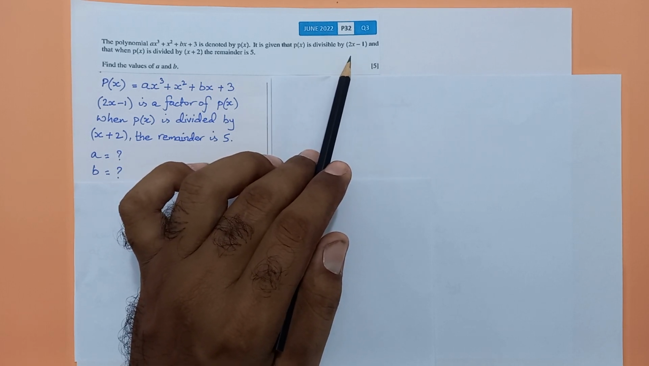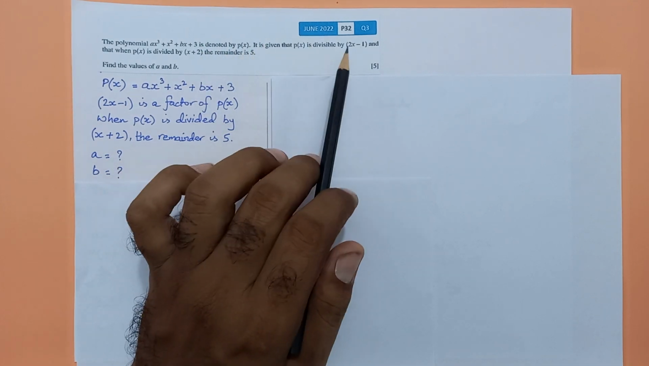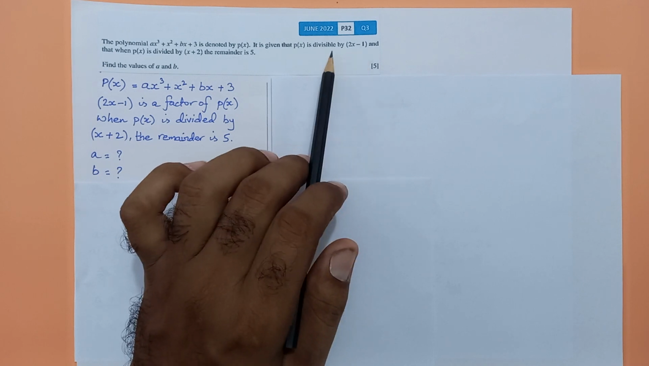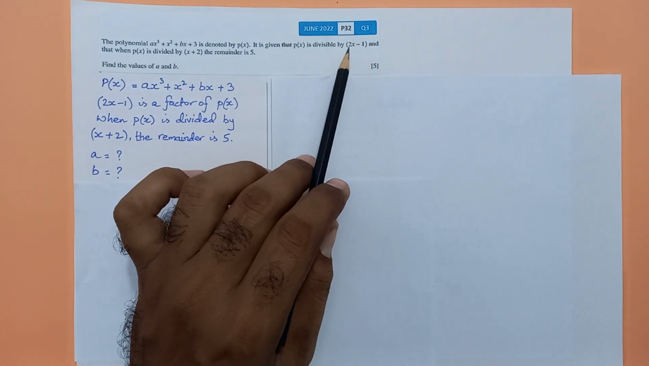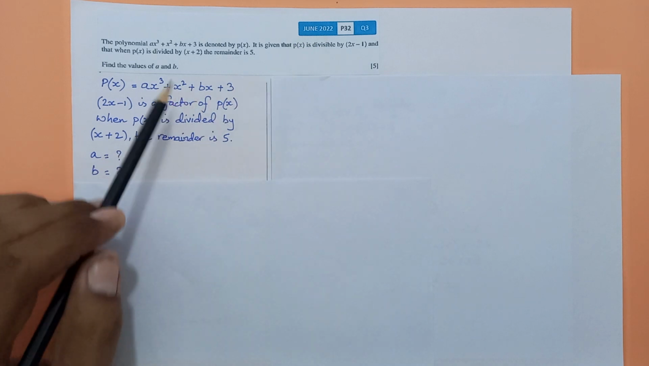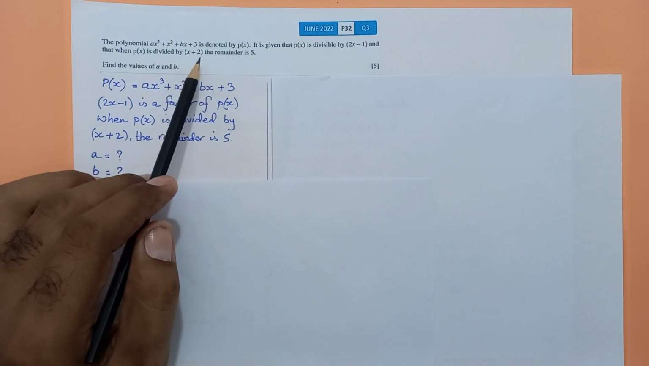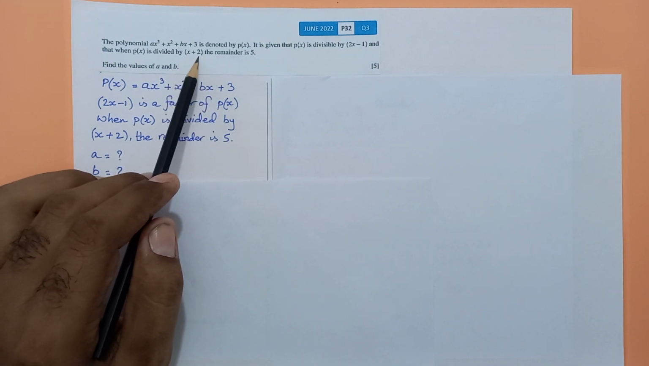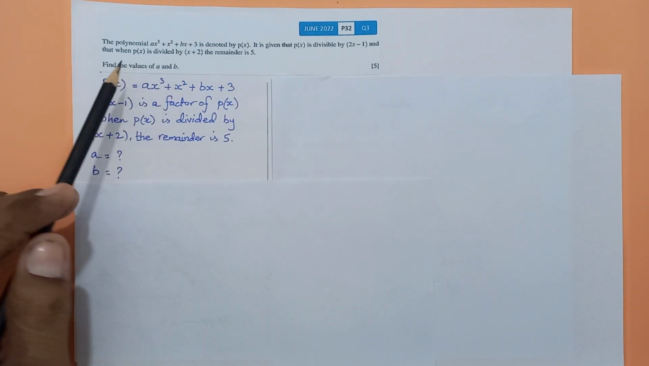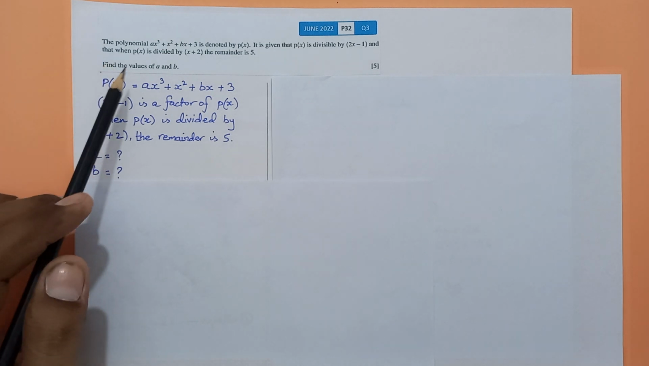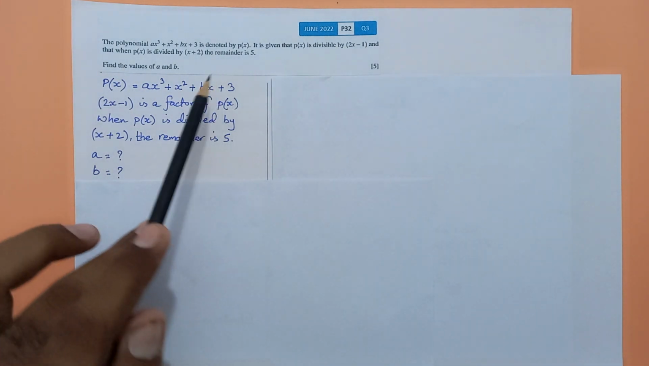They have not used the word factor, but still it means the same: this polynomial p(x) is divided by 2x minus 1, it is divisible. That means 2x minus 1 is a factor, and when we say it is a factor, the remainder would be 0. The second condition was that when it is divided by x plus 2, the remainder is 5. That means x plus 2 is not a factor, but if you divide by x plus 2, the remainder would be 5. Find the values of a and b. Very simple question. Just divide the given polynomial p(x) by both the conditions, keeping in mind the remainders.